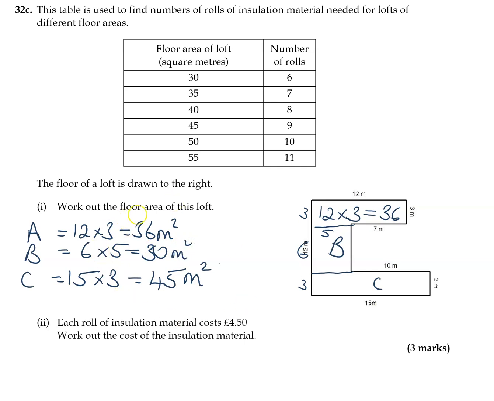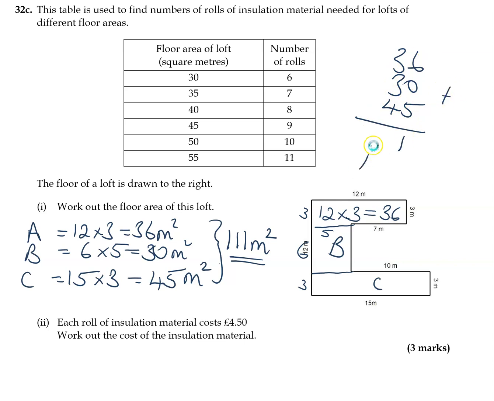So the total area is, we're going to add those up. 36, add 30, add 45. 111 square meters. I'd probably suggest you did that sum like this: 36, 30, 45, and did it 1, carried a 1, 6, 11. But however you do it, don't try and do it in your head in an exam situation, because it's very easy to make mistakes.